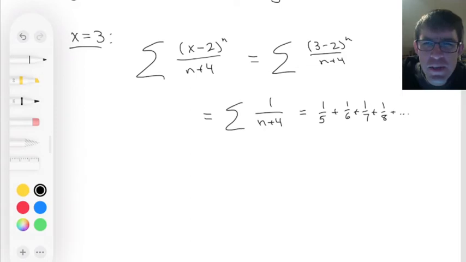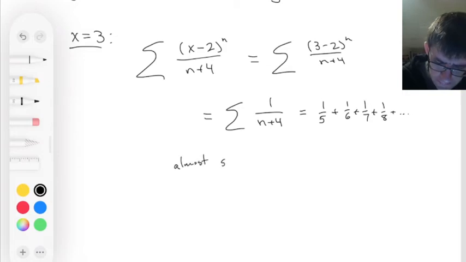Actually, this diverges. If you want to go through the details here, which I don't really, you could use the comparison test. This one is pretty much the same as, I'll say almost the same as this.